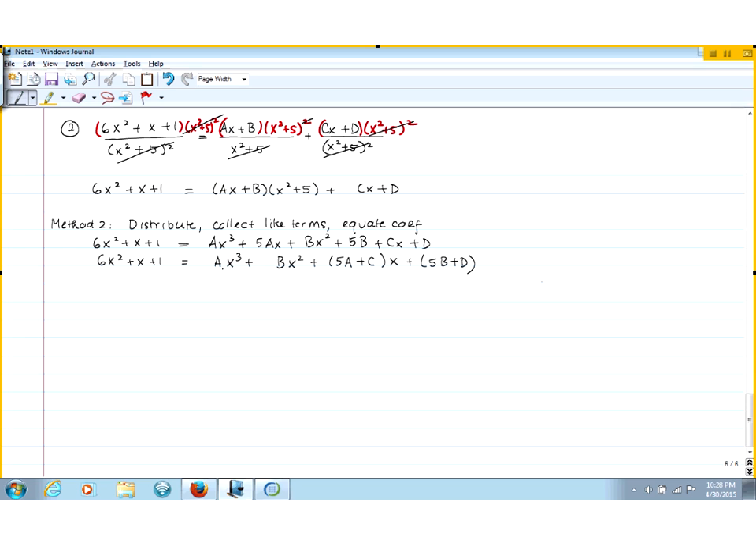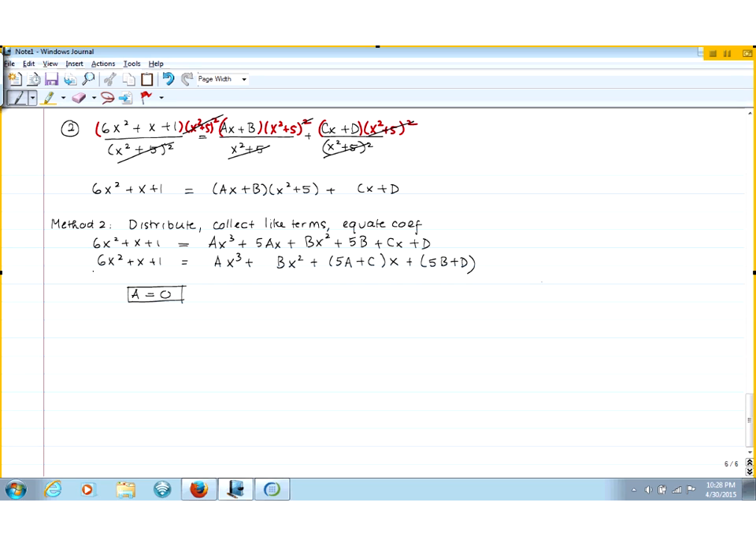Good. Now let's see here. Okay. We're going to equate coefficients. So x cubed on the right. Do I have x cubed on the left? No. So what does it mean? A is equal to 0. Because I don't have x cubed on the left. So here ax cubed, a must be 0. Yeah, and I box this.